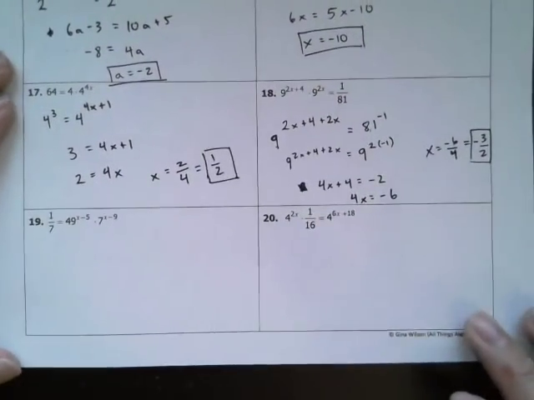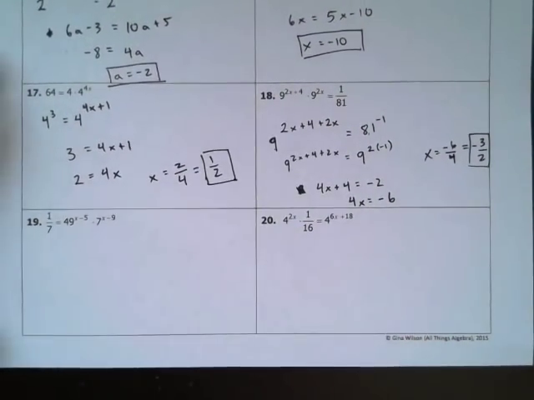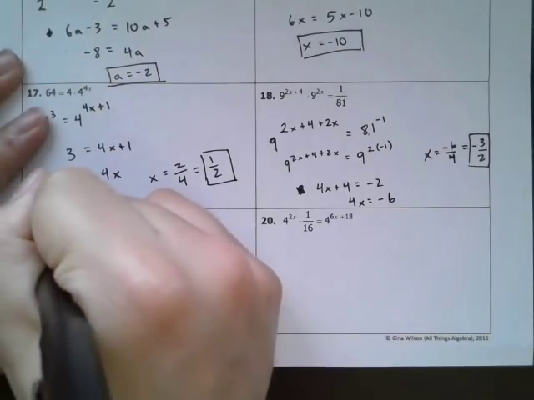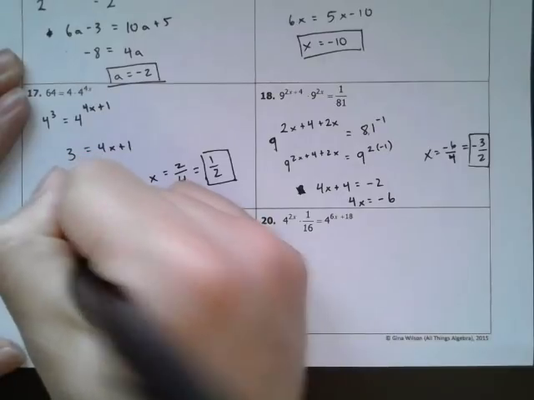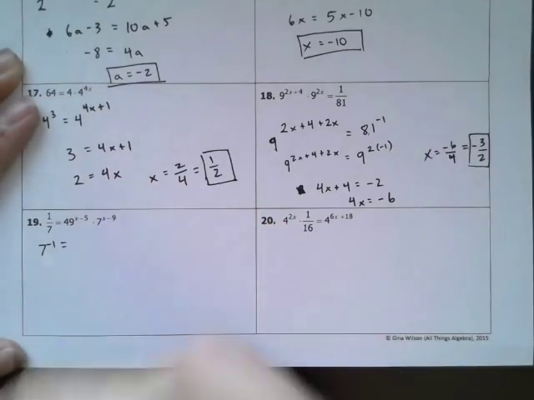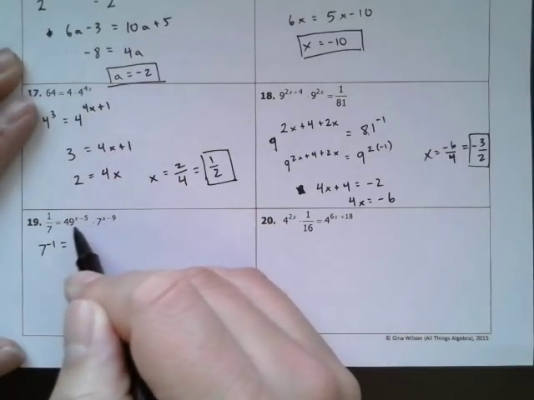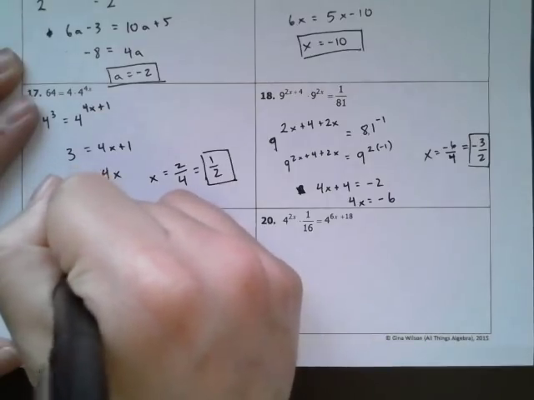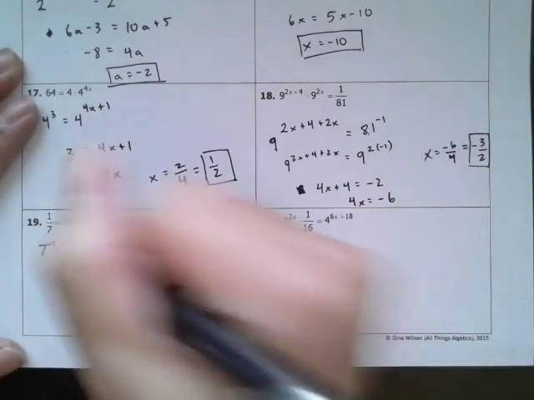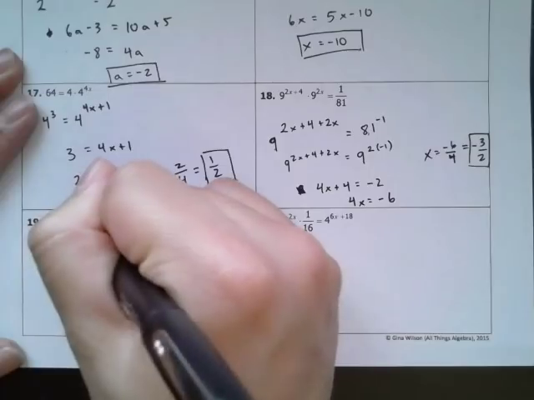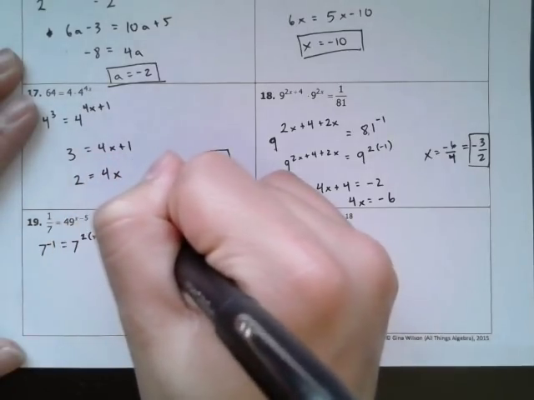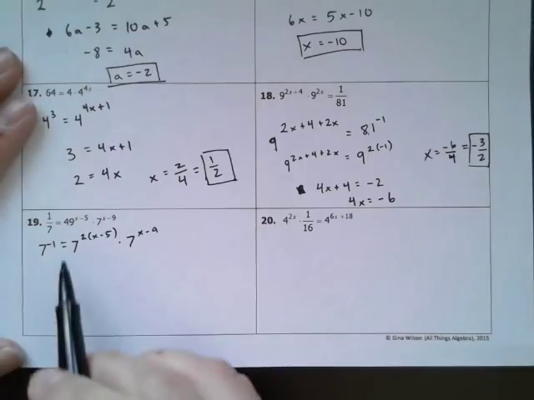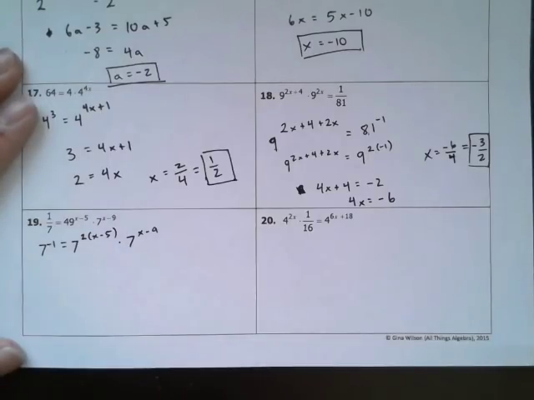Last two. 1 over 7 is going to be 7 to the negative 1. 49 here I can rewrite as 7 squared, and I have a base here of 7, so that's exactly what I want. So 7 to the 2 to the second times x minus 5 times 7 to the x minus 9. Now I have the same base, properties of exponents. I can combine these now.